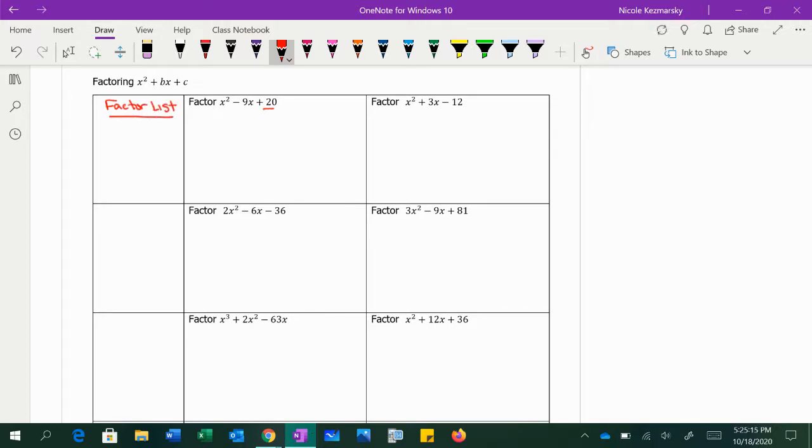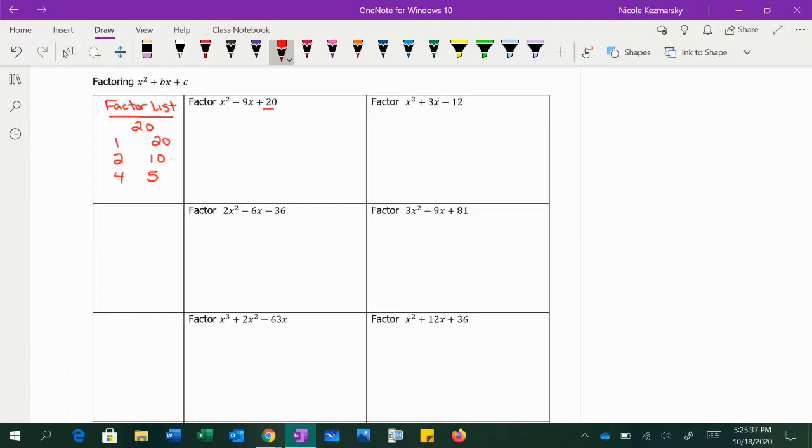So for 20, what times what gets me 20? Well, to make sure I get them all, I start with 1. I'm going to say 1 times 20. Then I'm going to go to 2. 2 times 10. 3, no. 4 times 5. And 5 I already have because I already have 4 times 5.